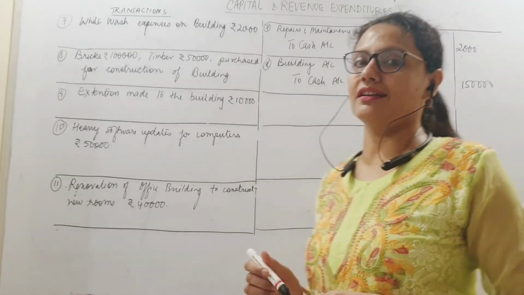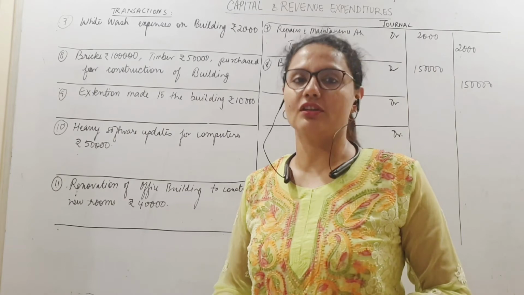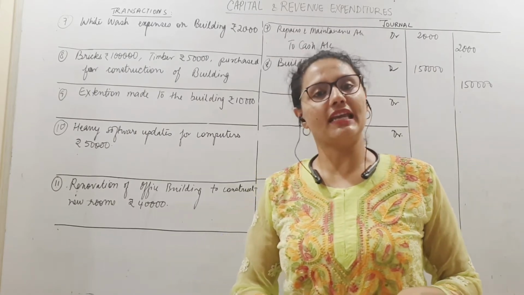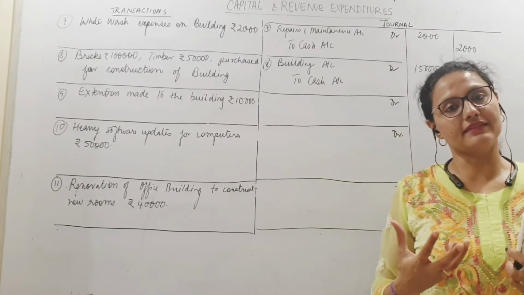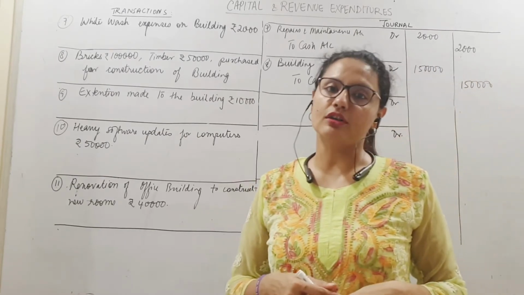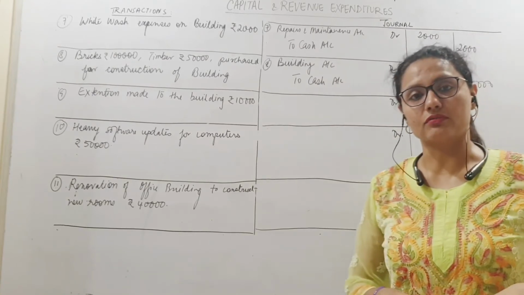We need not put it under bricks and timber account. Okay. Because the purpose is the construction of building. So any cost related to the construction of a building, a new asset, will be added to the cost of the asset. Extension made to the building, 10,000.